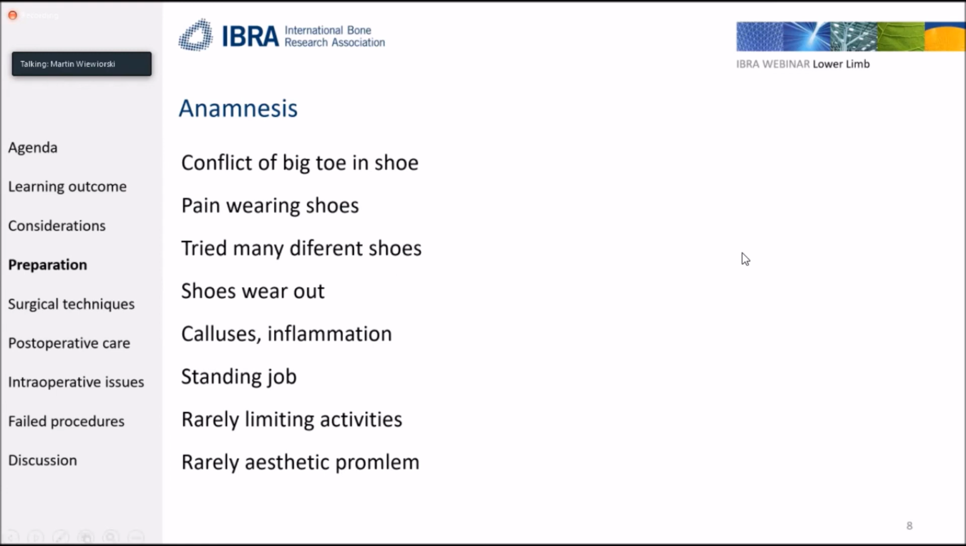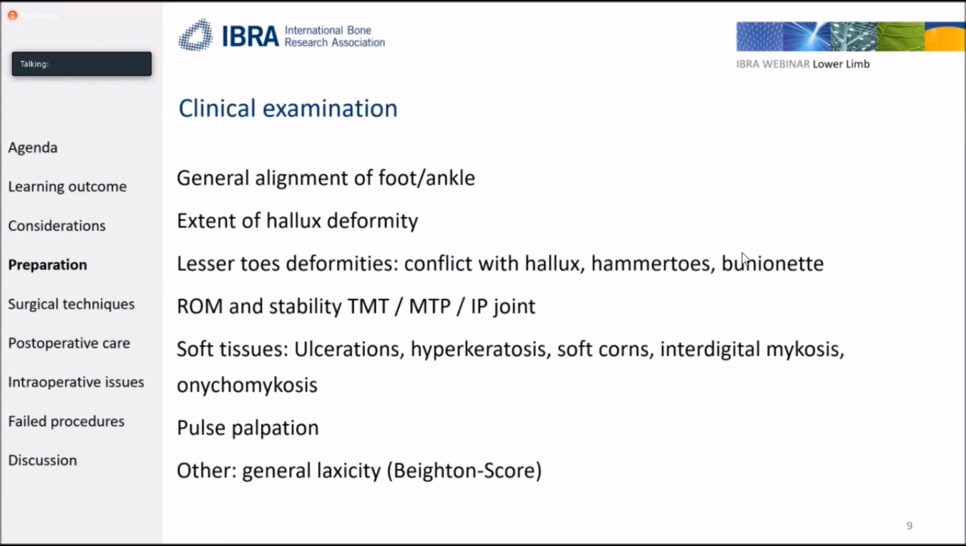So at least in my patients, maybe 1 of 50 patients complains about the hallux valgus being an aesthetic problem, so that I really have to do surgery for this reason. Of course, the clinical examination is very important.